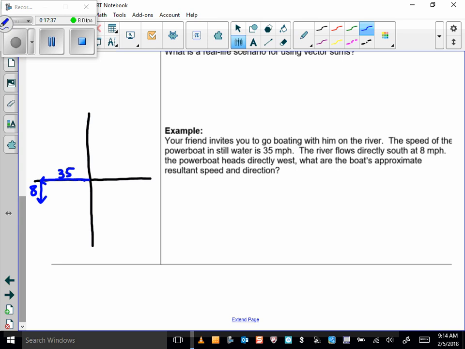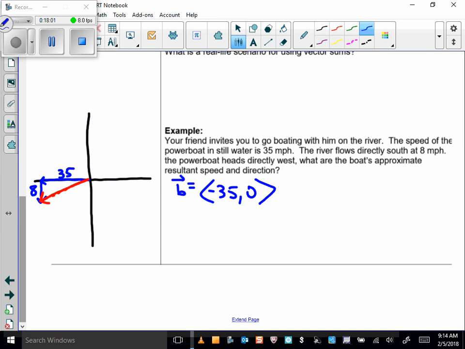Okay, so we want to find the resultant. And that's going to be here, of course. That's going to be the vector that actually represents it. So let's do this. Let's take the boat. Let's call it B vector, and we want to put it in component form. What's it going to be? It's going to be (-35, 0). It's got no y component.